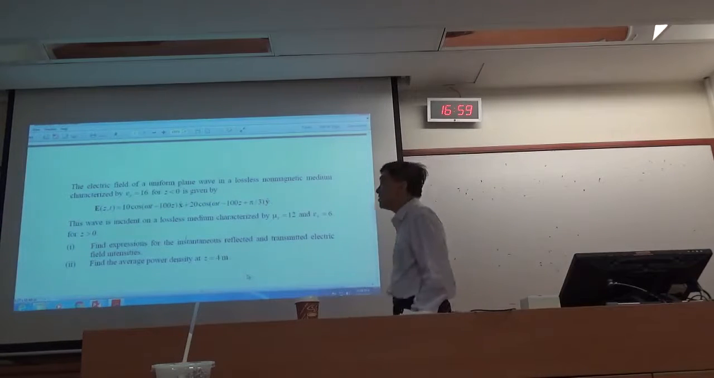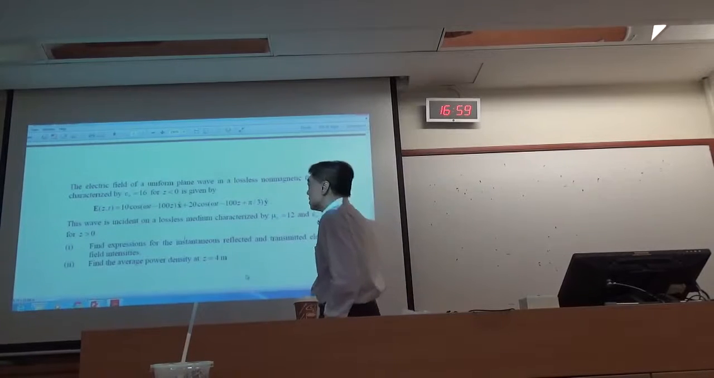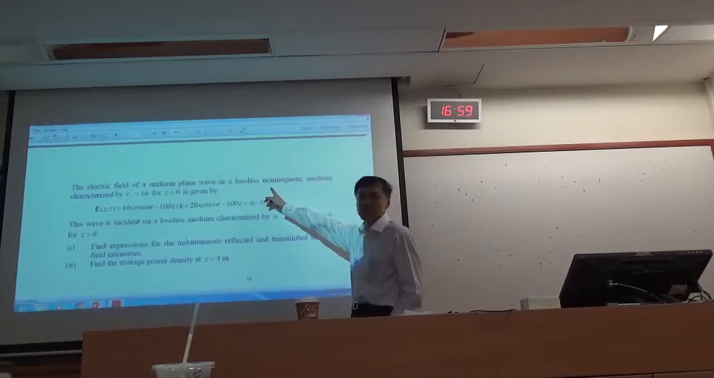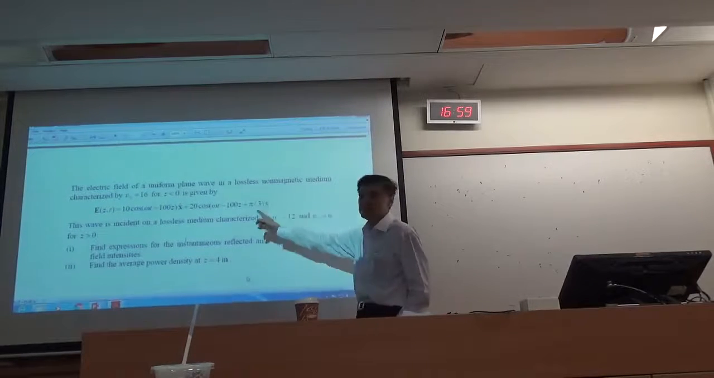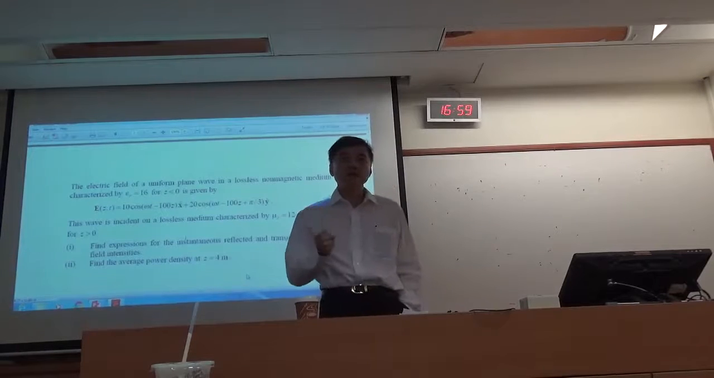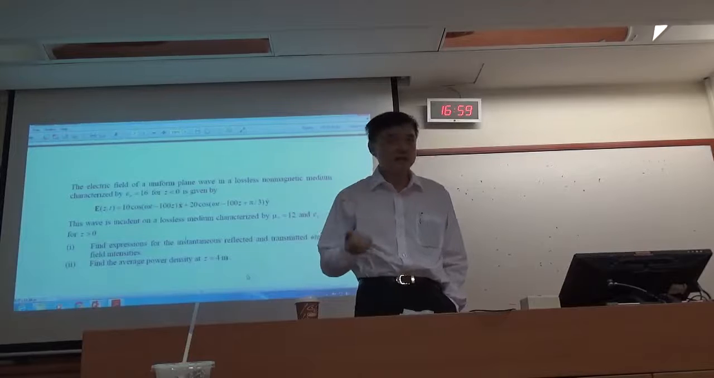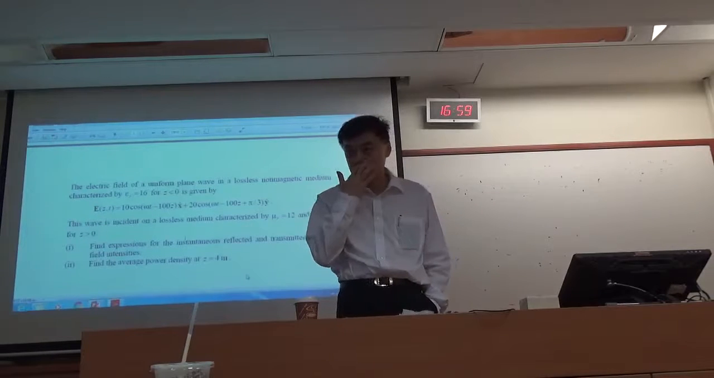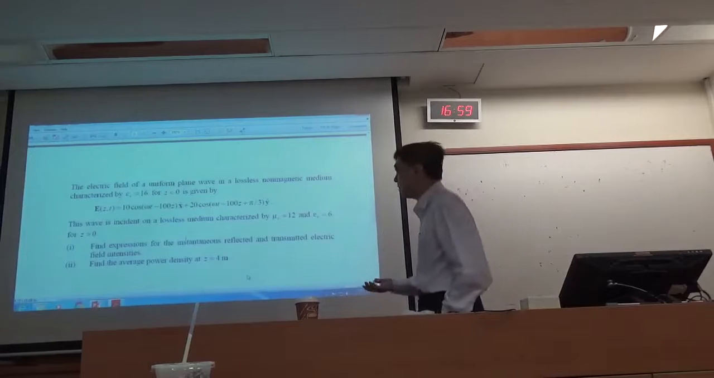The electric field of a uniform plane wave in a lossless non-magnetic medium. Now, what does non-magnetic mean? Non-magnetic means that mu r equal to 1. If in the exam or in the CA, it never says anything about non-magnetic or magnetic, it is okay for you to assume mu r equal to 1, because a lot of common materials have mu r equal to 1.